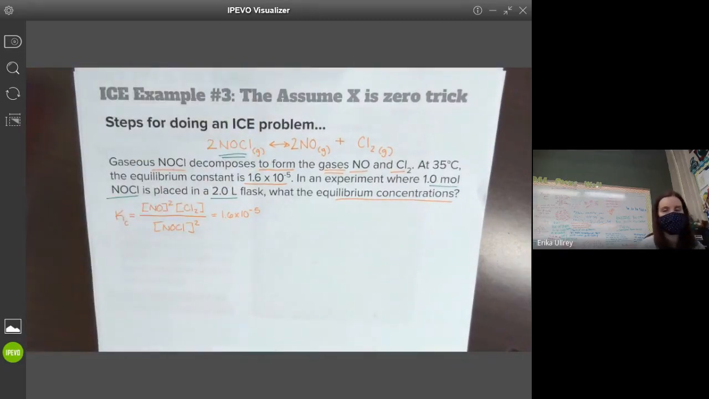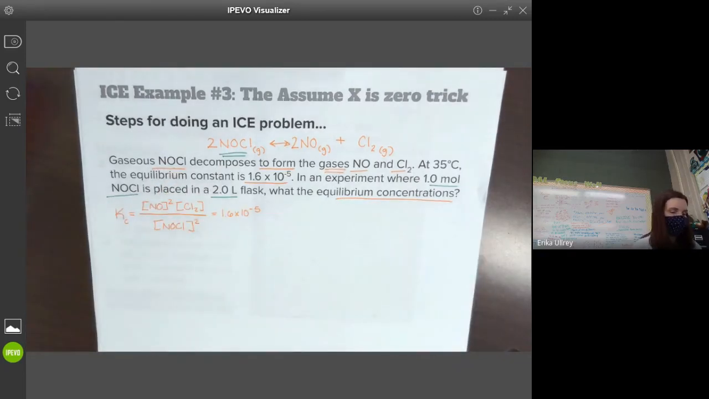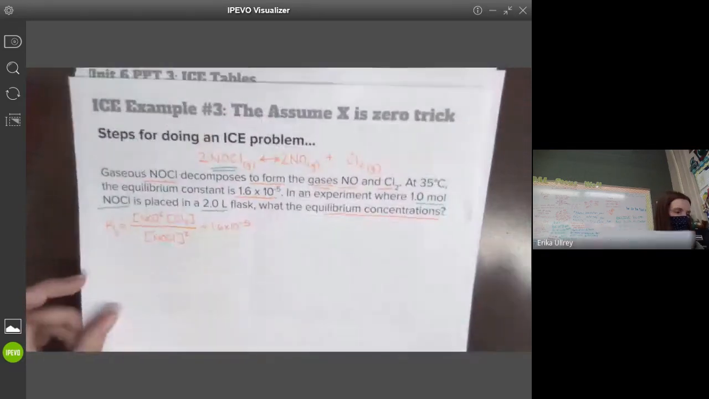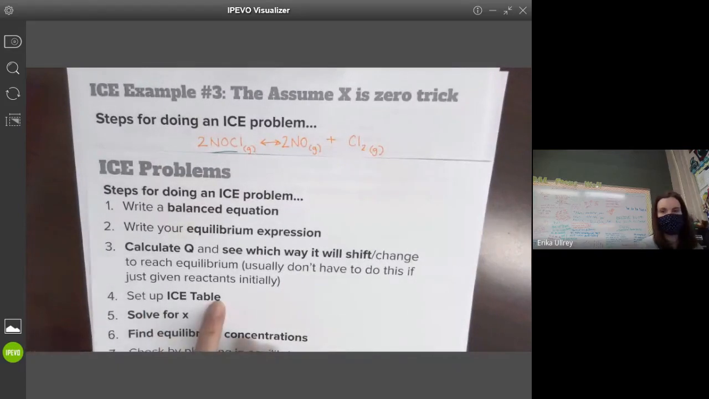So which direction is it going to shift if the only thing we have is a reactant? Emily Gustin, which direction is it going to shift? Yep, so if all we have are reactants, it's going to shift towards the product. So we don't have to calculate Q because we already know which direction it's going to be shifting. All right, so after we do that, we're going to do our brand new skill. Whoops, I thought the steps were underneath it. So after we do this, we're going to do our brand new skill of setting up an ICE table.